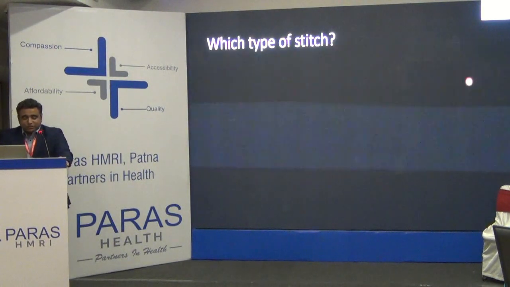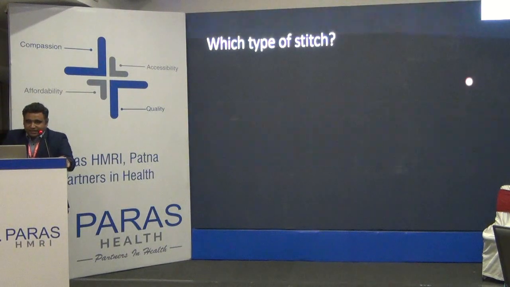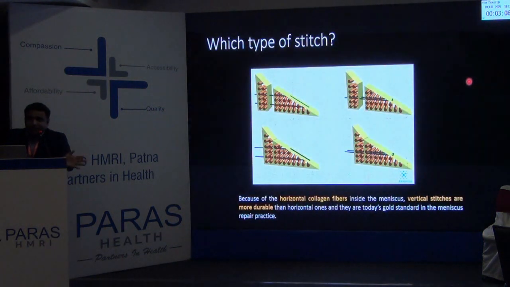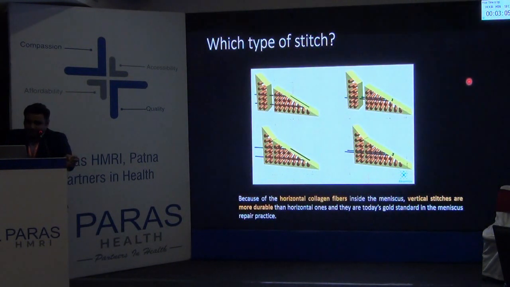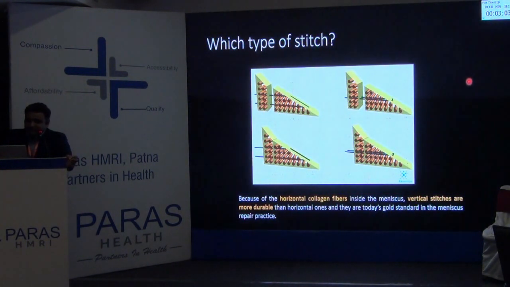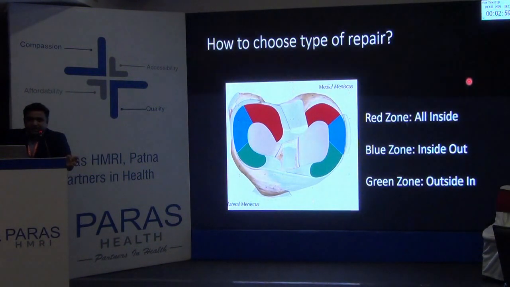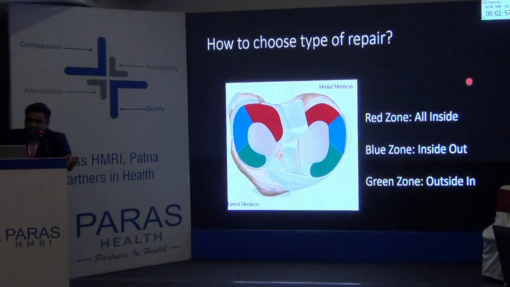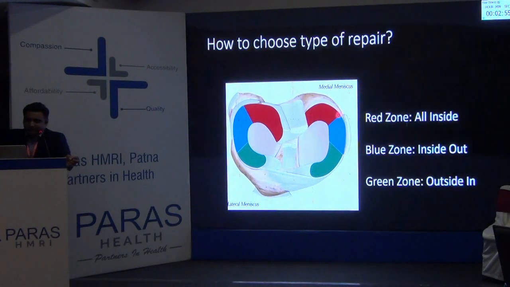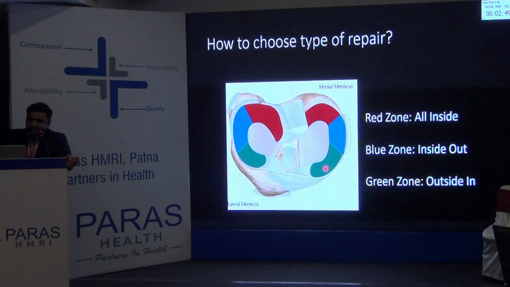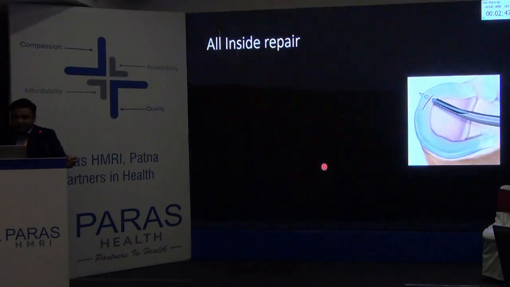Which stitch should be taken? As was shown earlier in this live surgery, we know that the collagen fibers are oriented horizontally, so vertical stitches are more durable and give good support. Where to choose which type of repair? In this image, whatever is marked in red you can manage with all inside. The blue zone can be managed with inside out, and the anterior-most can be managed with outside in.